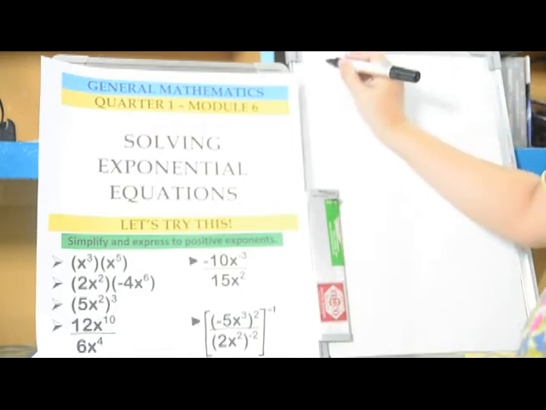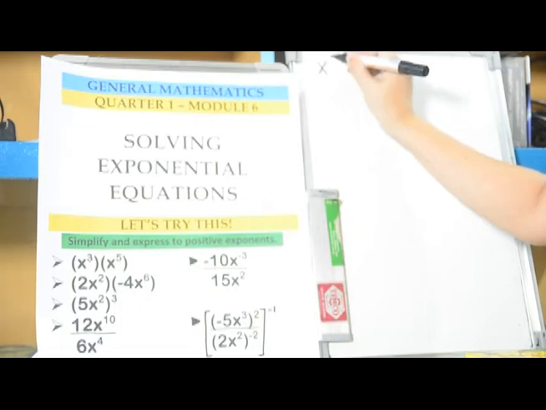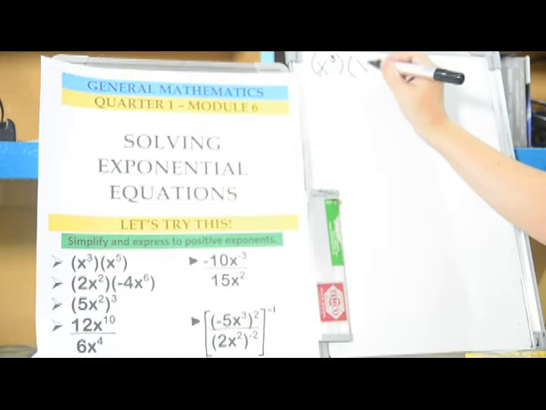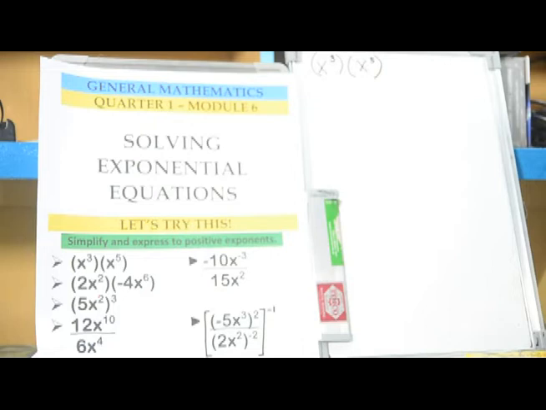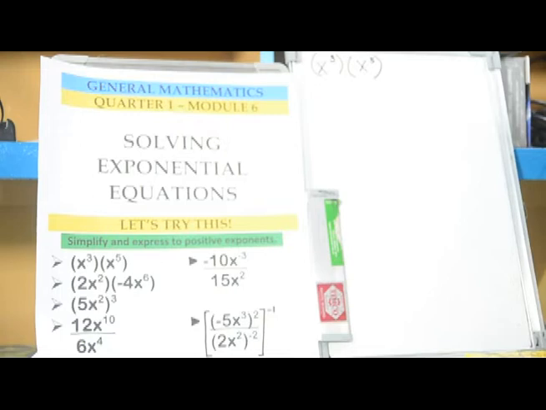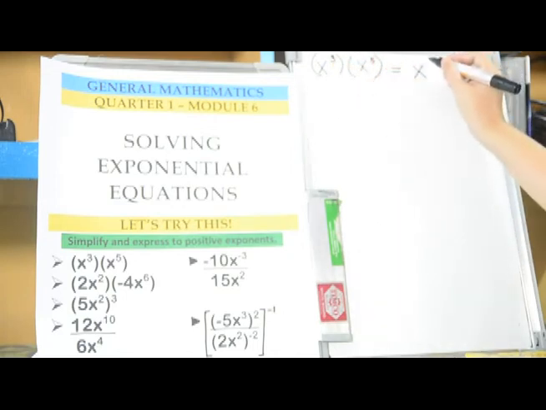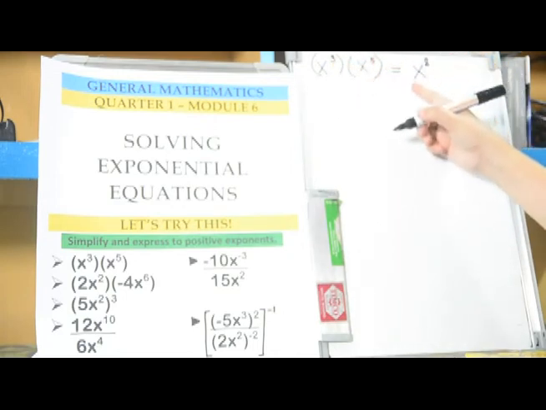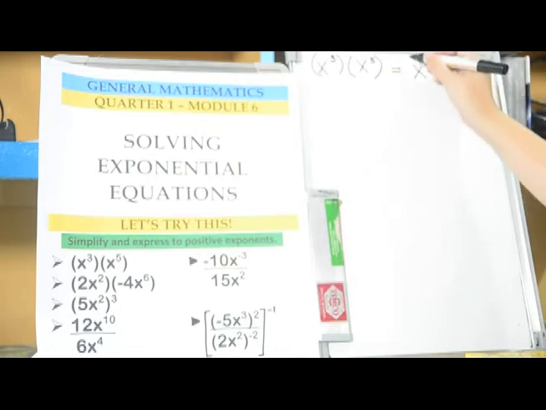So if you have here x cubed times x raised to the power of 5, to give the positive exponents, applying the laws of exponents, you simply add the two exponents of the same base. So this will become x raised to 3 plus 5, which is 8. So you've got x raised to the power of 8, and that's the answer.